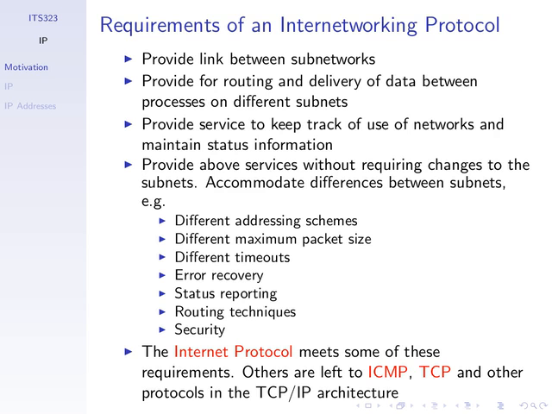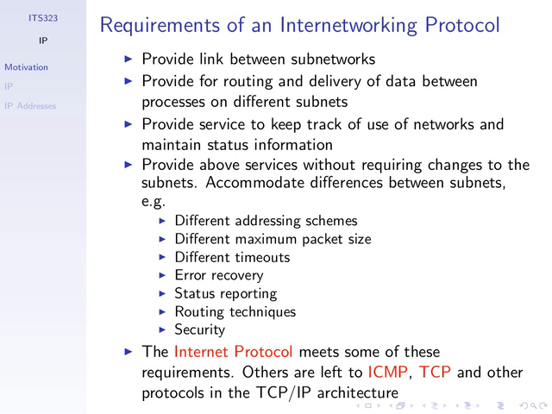They may use different ways to report the status of the network, different mechanisms for security, and other differences between the individual subnets. An internetworking protocol should accommodate all these differences so that we can still communicate from here to here. Even if they are different in the subnets, we still want to be able to communicate.